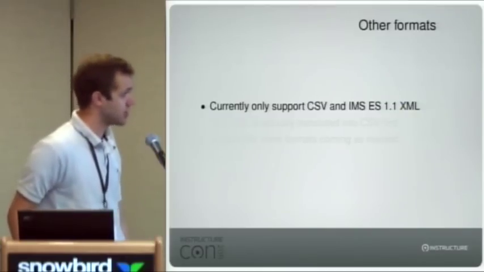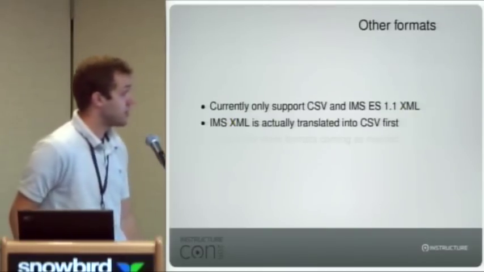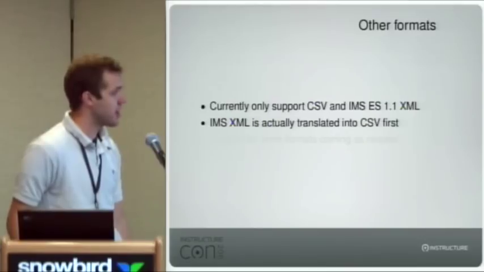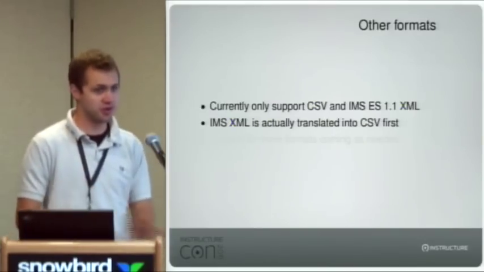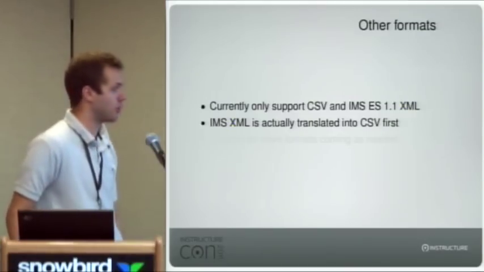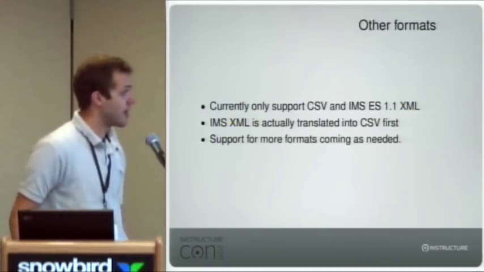So that's what Banner actually outputs. What we do is we take the IMS XML and translate it into CSV. We don't have any special support for Banner. We're just turning it into CSV and then importing it the normal way. And then we'll add formats as we need them.